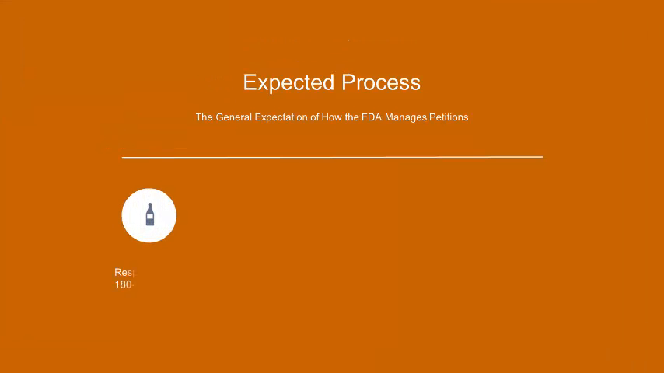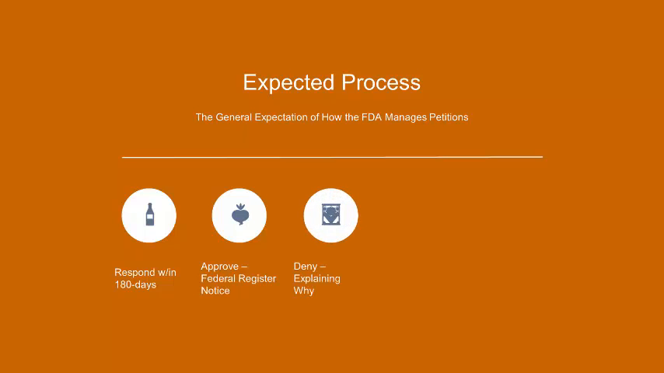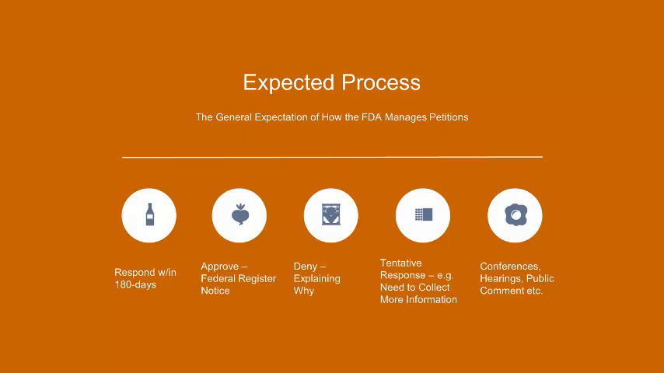So generally what we can expect, 180 days, kind of, probably longer. What will be the response to the citizen petition is either an approved Federal Register notice or a denial explaining why it's denied. The other option is a tentative response where the agency says we need more information, we need more testing, we need more public comment. There can be a number of things that they want to get more information about.